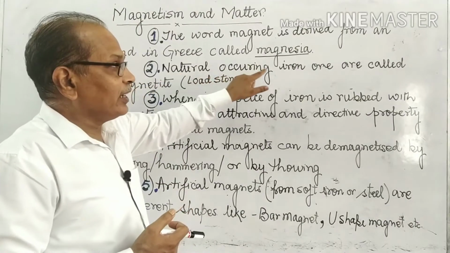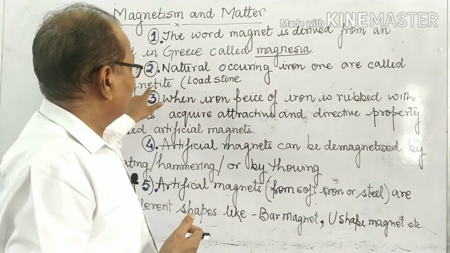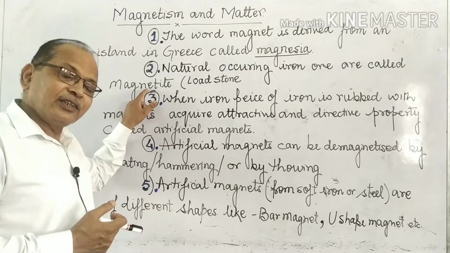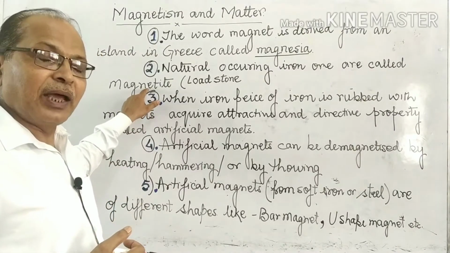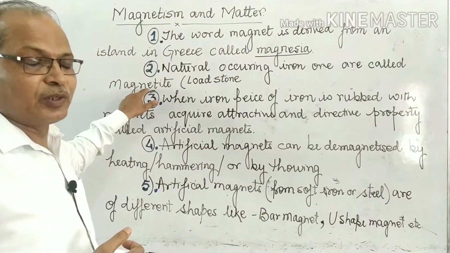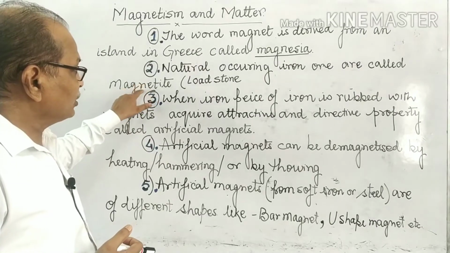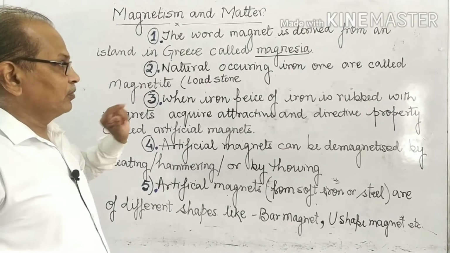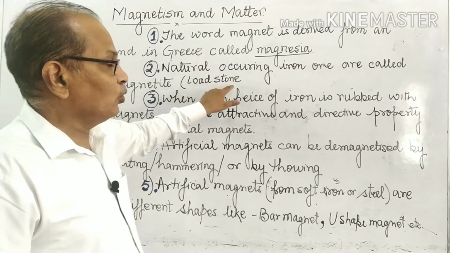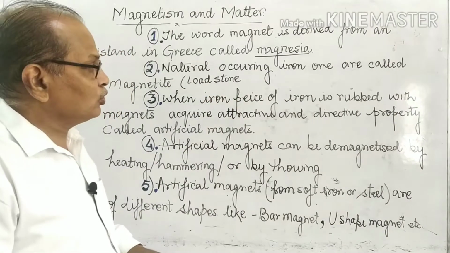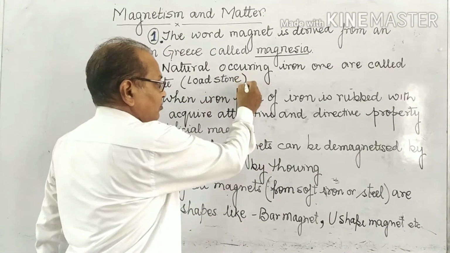Naturally occurring iron ore is called magnetite, and later on the magnet comes from the ore. That ore is called magnetite, and this is also known as lodestone.